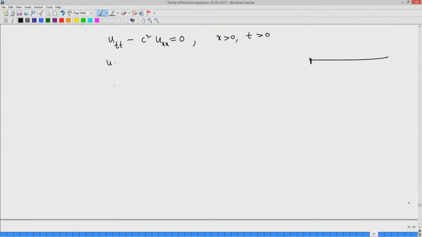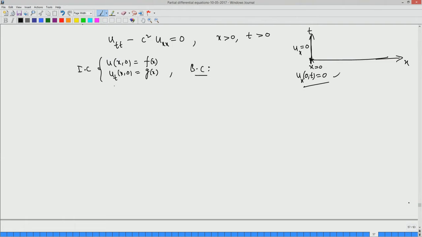Now, the initial data is as usual, u(x,0) is f(x), u_t at t equal to 0 is g(x), which is given. This is your initial data. And the boundary data: you have only one boundary at x equal to 0, and the other end is infinity. On this boundary it is a free edge, that means the slope is 0 at x equal to 0. So, u_x(0,t) equal to 0 for all times, that is the meaning. So, u_x(0,t) is 0 is your boundary condition.